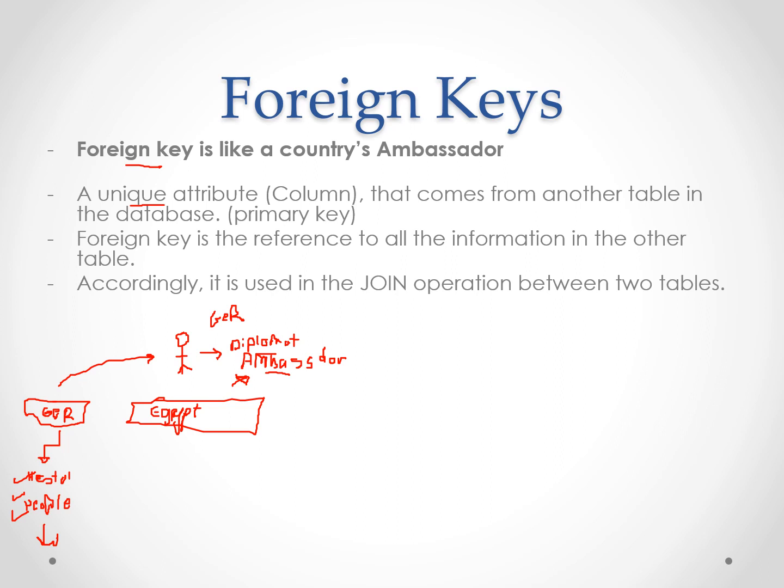So simply the ambassador's role is to reference all the people inside his country. And accordingly, we can conclude that the ambassador joins or connects two countries together in this way. Okay, so this is the role of the ambassador.